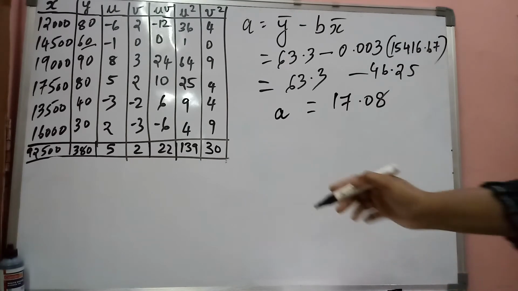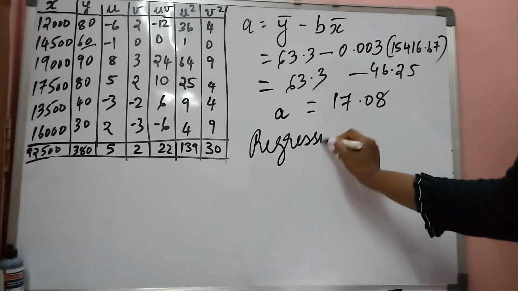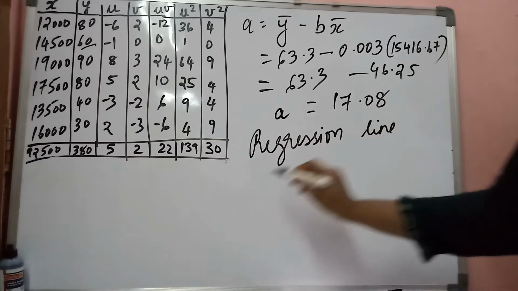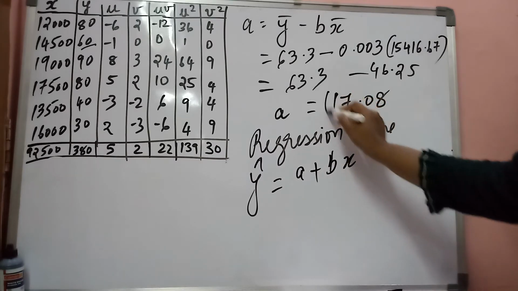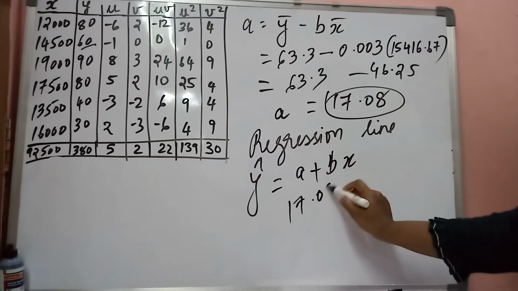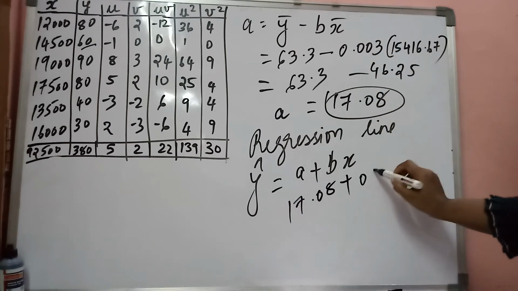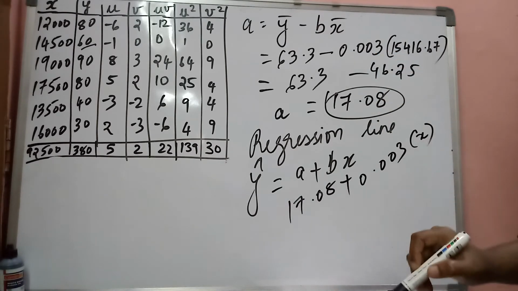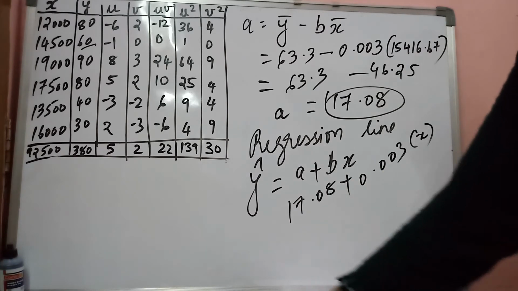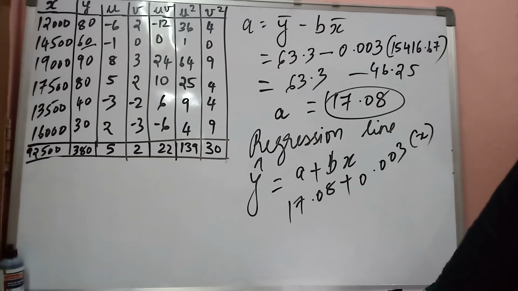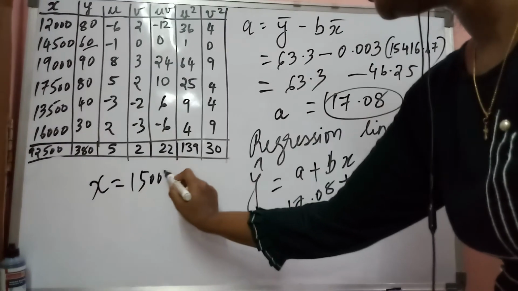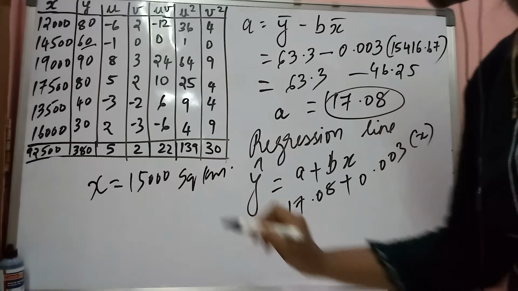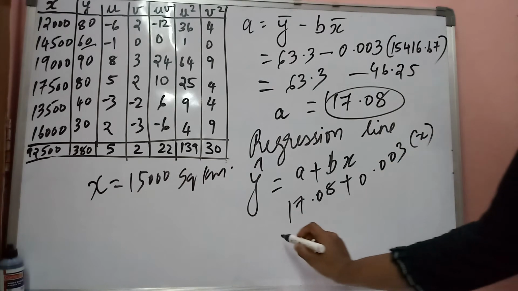Now what you have to find? The regression line. The regression line is y cap is equal to a plus bx. So what is my b? 17.08 plus b is my 0.003 into x. Now what is my x? Read out in the question. It has been written, when the density of population of a city is 15,000 per square kilometer. So my x would be 15,000. So I have to put my 15,000 over here.